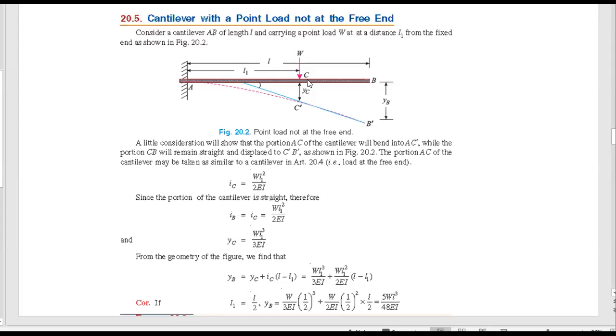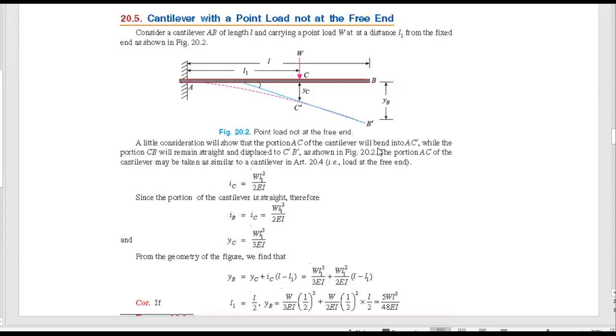So here a point load is acting at a distance of L1 from the fixed end. We need to find the deflection. For a cantilever beam, the maximum deflection can always be observed at the free end. So I need to find the maximum deflection at the free end by applying the equations.